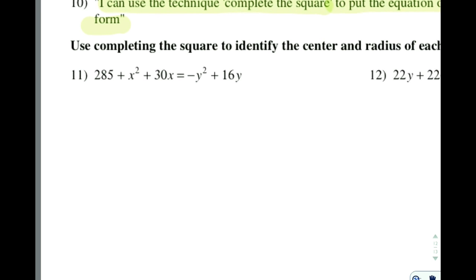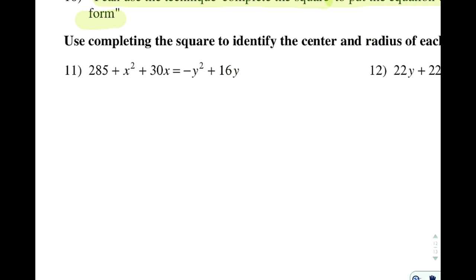In this final section, it says I can use the technique completing the square to put the equation of a circle into the more useful standard form where you can get the center and the radius. So let's pick an example problem, and we'll start out with the first one here. We're going to use completing the square all the way across this equation to figure out what it looks like so that we can find the center and the radius more easily.